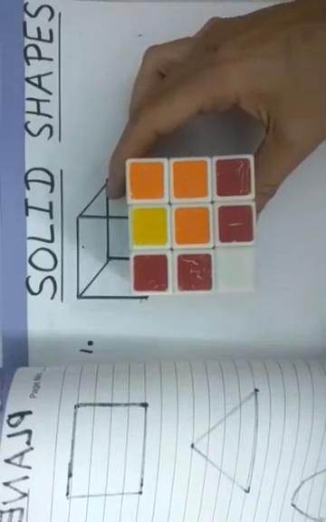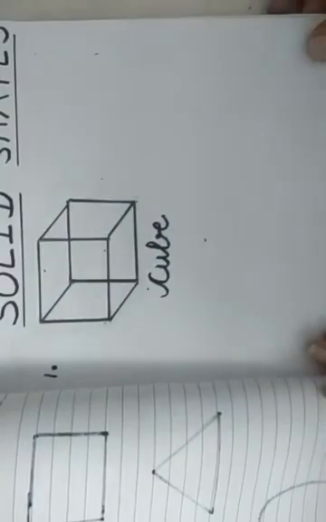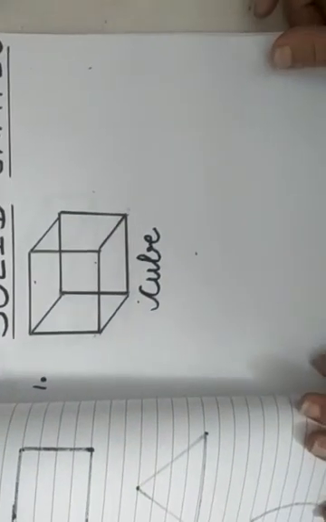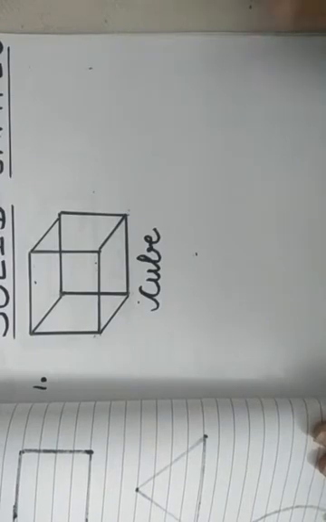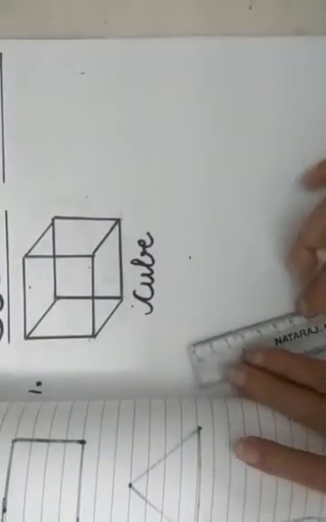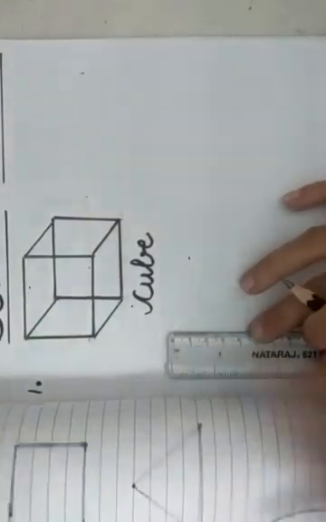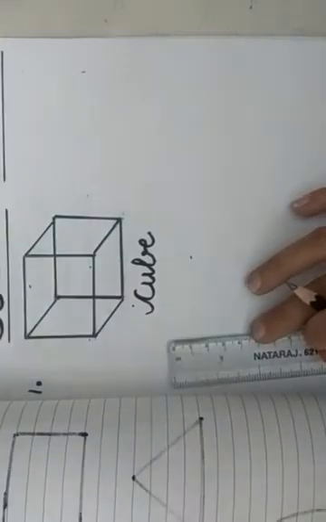Now students, I will tell you how you can draw a cube easily. But you have to watch very carefully. Then you can understand how you can draw this cube on a sheet or paper. Now let's start. For this, you have to draw a square because a cube is formed by joining two squares.